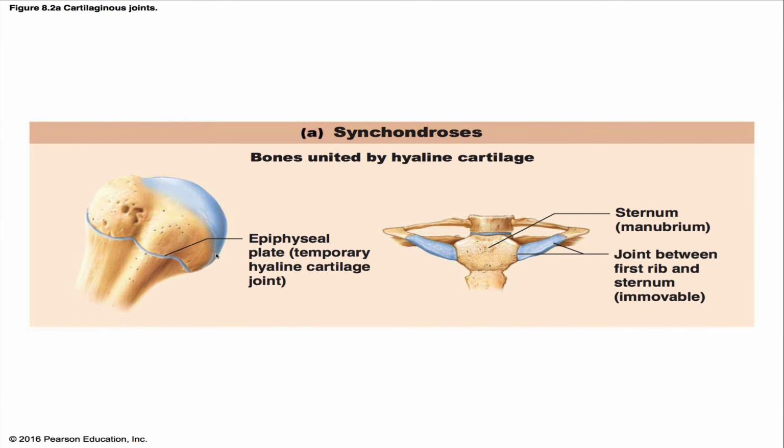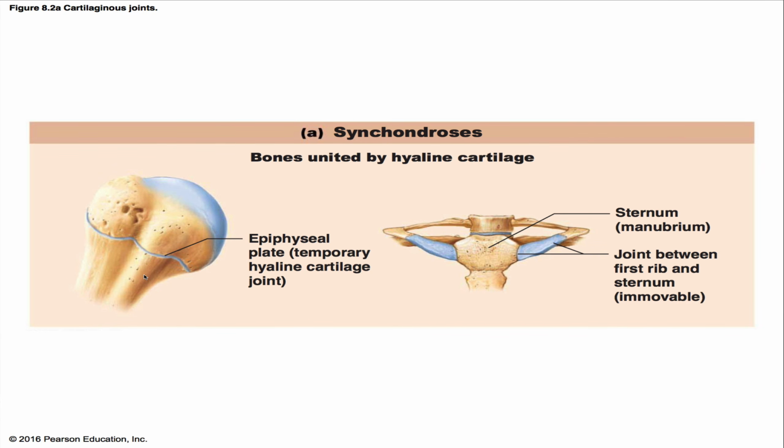Now in this picture, you can see the epiphyseal plate over here. So this would be an example of a synchondrosis. And again, this is the long bone in children. And remember, these two bones, the epiphysis and the diaphysis, are united by synchondrosis. So this is a synchondrotic joint, meaning this is not movable. And then the other place that we see it, as I discussed earlier, this is the manubrium, and this is your first rib.